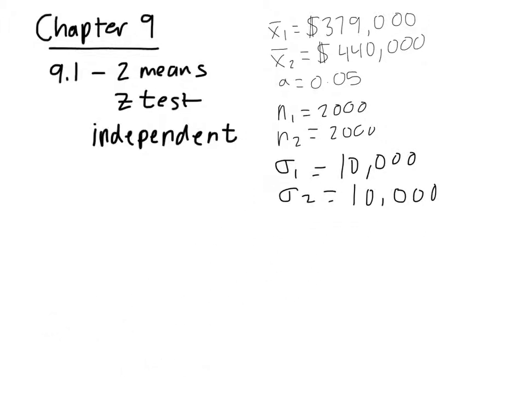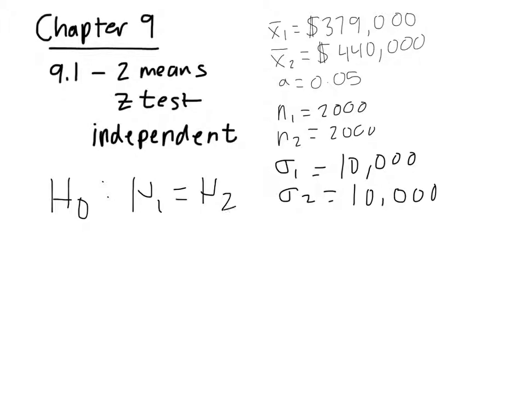The first thing you're going to want to do after getting your variables down is list your null and alternate hypotheses. First we're going to have H naught right here, and in these types of problems, that is always going to be mu1 equals mu2.